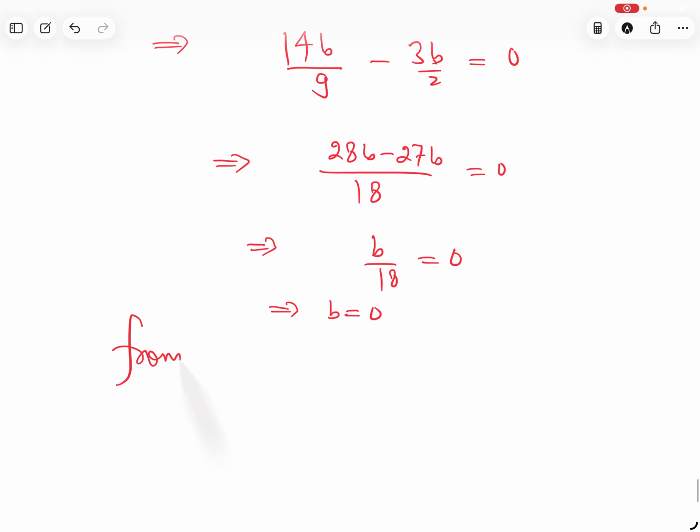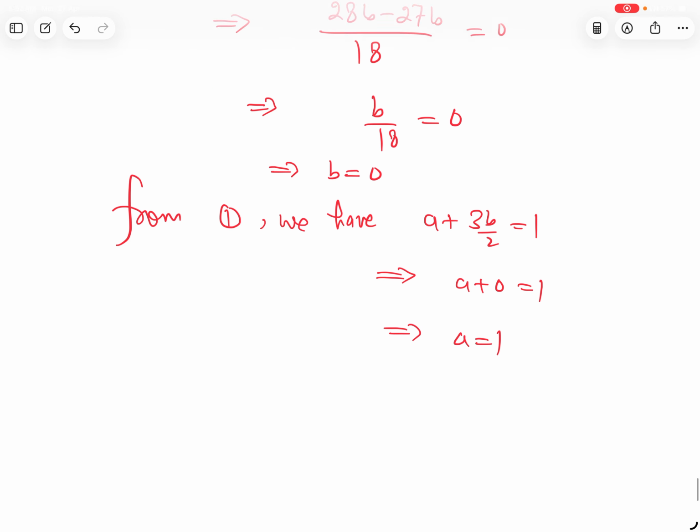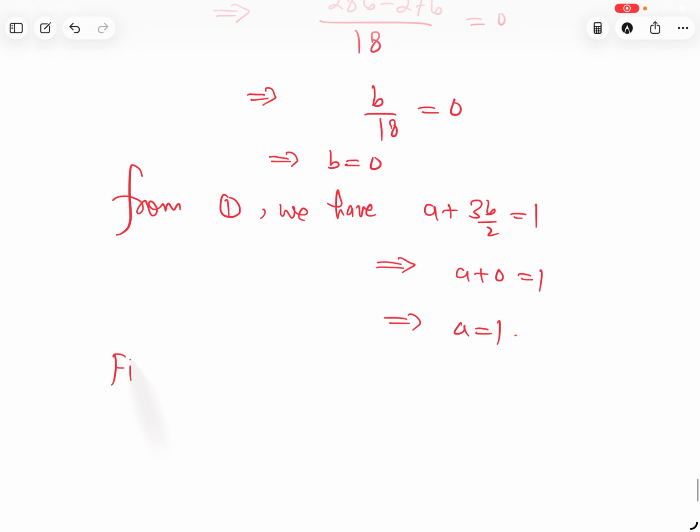From 1, we have a plus 3b by 2 is equal to 1. This implies a plus 0 is equal to 1, so a is equal to 1. Finally, a is equal to 1 and b is equal to 0. This is the answer to this question.